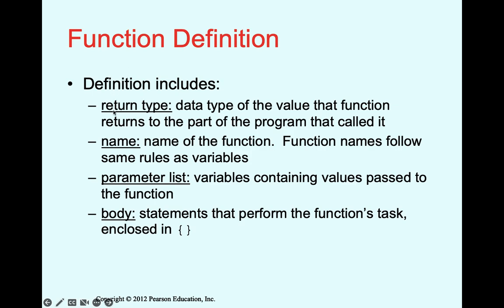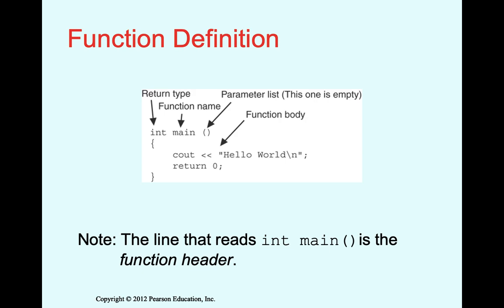The function definition consists of many things. The first thing is the return type. Let me give it by example. For example, the main, which we wrote in all our programs, is also a function. This function consists of the return type, which is the type this function will return. It can be void if it does not return anything, or it can be integer or double or any type.